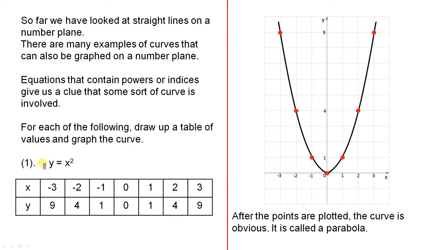So for this equation here, y equals x squared, this is the power here, 2, or the index. When you have that situation, that's a very good clue that we have a curve involved. So basically it's always up to us to choose whatever x values we want. I've just chosen these ones from -3 to +3. When you substitute each of these x values in turn, you end up with these y values.